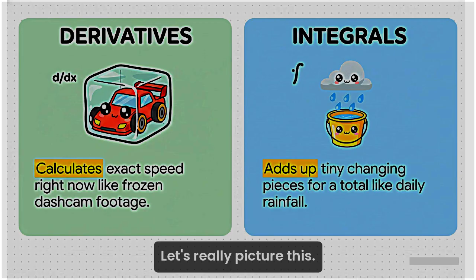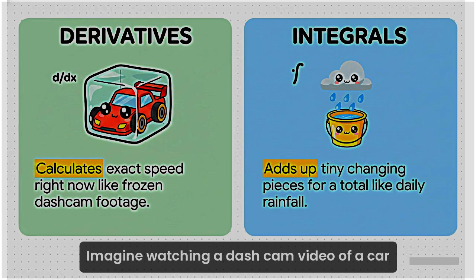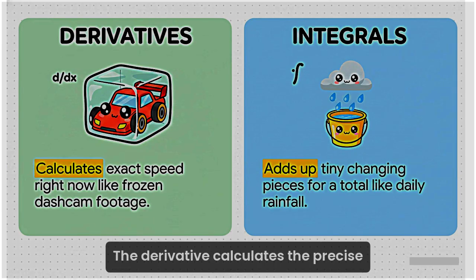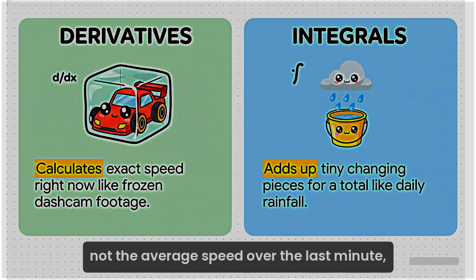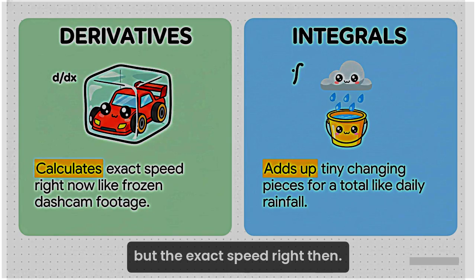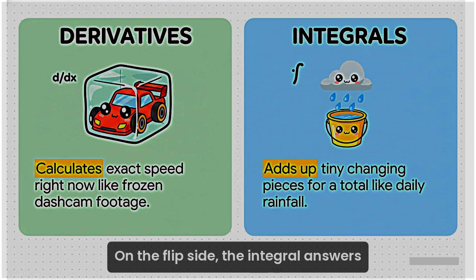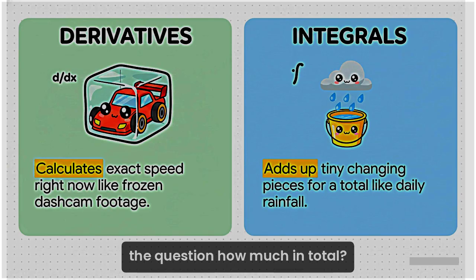Let's really picture this. Imagine watching a dashcam video of a car and then hitting pause. The derivative calculates the precise, instantaneous rate of change right in that frozen frame. Not the average speed over the last minute, but the exact speed right then. On the flip side, the integral answers the question: how much in total?